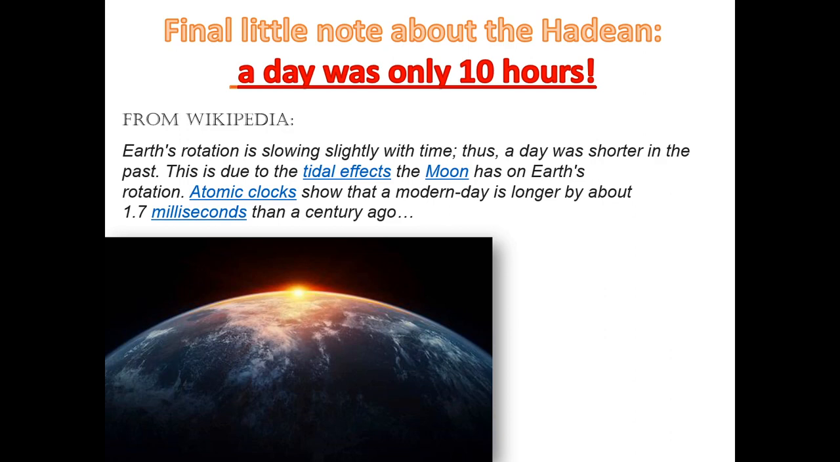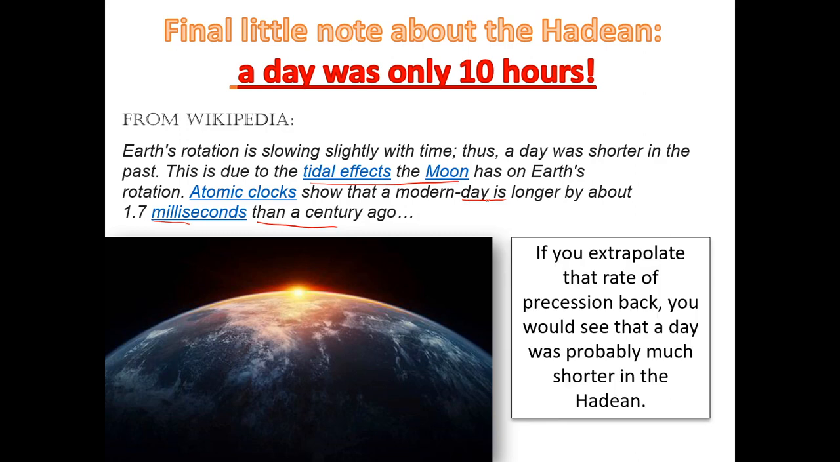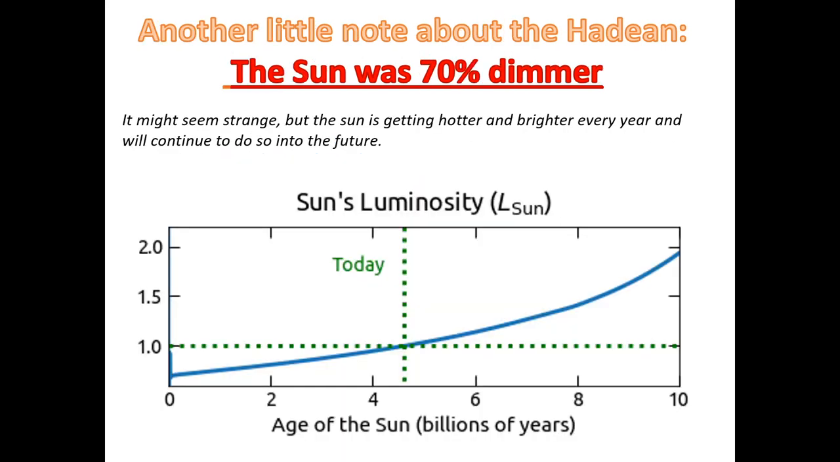When we first started out here on Earth, a day was only about 10 hours. That's because the Earth was rotating faster. Every day, the Earth's rotation slows down a little bit. Atomic clocks show that a modern day is about 1.7 milliseconds longer than a century ago. That's because of tidal friction from the moon and its orbit around the Earth. If you extrapolate that rate back, a day was probably much shorter in the Hadean, probably only 10 hours.